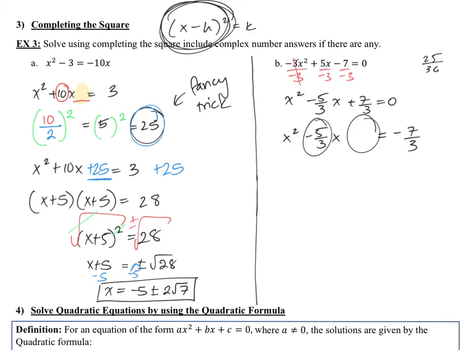That's our perfect number. Let's go ahead and add that into both sides. Plus 25 over 36 plus 25 over 36. Then we have x squared minus 5 over 3x plus 25 over 36. Okay, how do we add these two? We've got to create a common denominator for these two fractions. 3 can go into 36, so I need to multiply it by 12. And then 12 times 7 is 84.